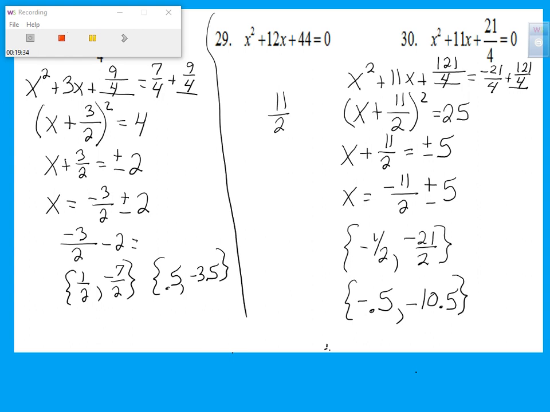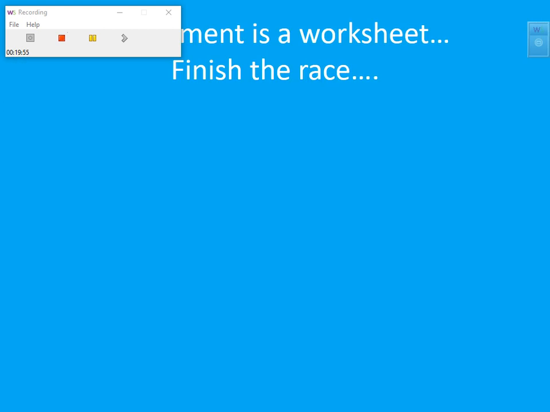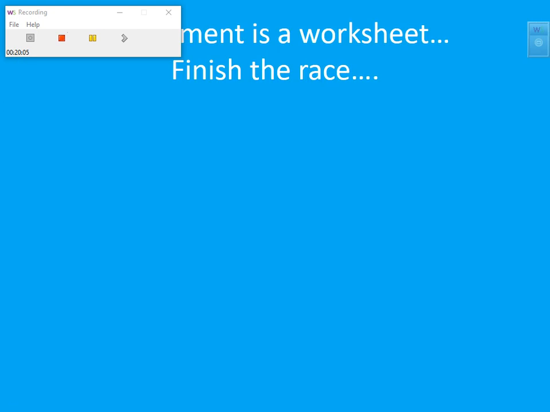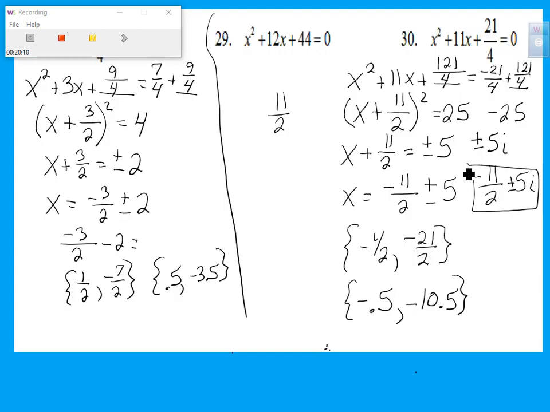Now guys, while I'm here, I'm just going to mention one thing. The only difference that we would have done is pretend that this was a negative 25 for just a minute. If this was a negative 25, then this would have been positive or negative 5i. And then my answer, I would have just had negative 11 halves plus or minus 5i. That would have been my answer.